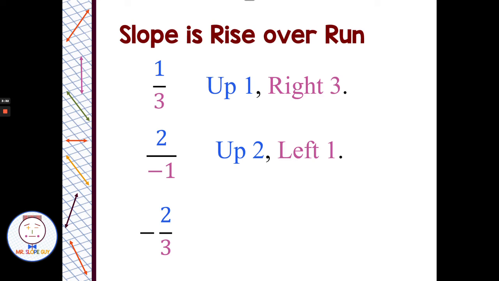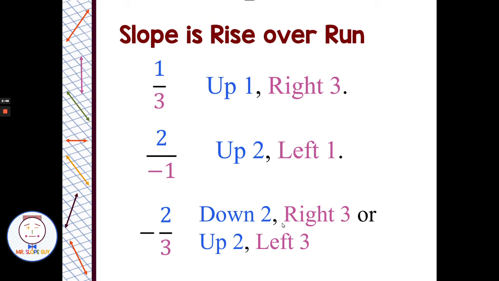How about -2/3? Well, a negative in front of a fraction, we can use the negative with the top number or the bottom number, but not both. So I have to pick, and depending on my graph, I might want to pick the top or the bottom. If I used it with the top, I would have down 2, right 3. Or if I use the negative with the bottom number, I would have up 2 and left 3. Either way, it's going to graph the exact same line. So you might choose depending on how much room you have in the graph space you have to work with.